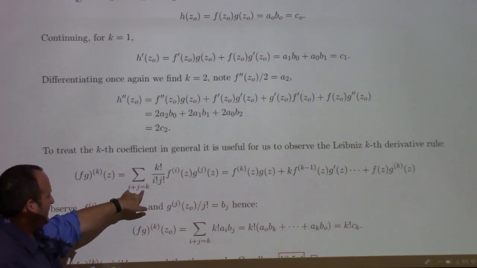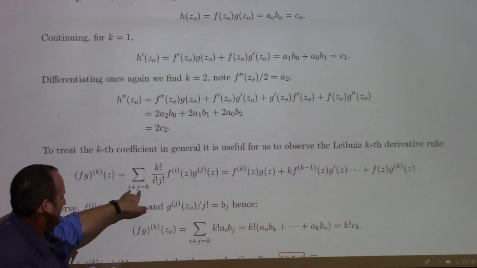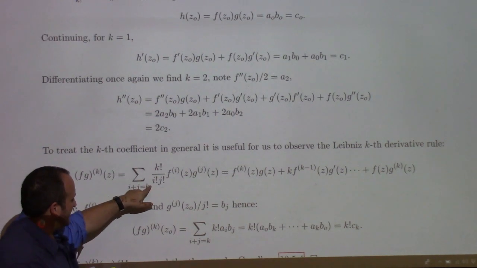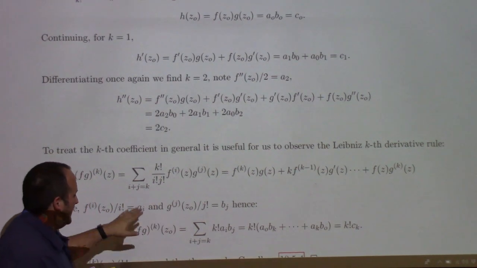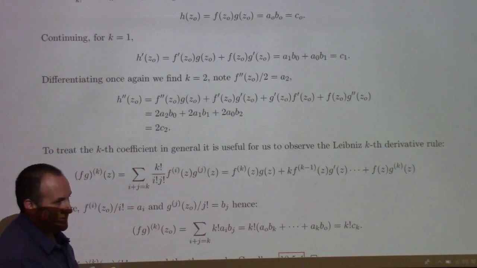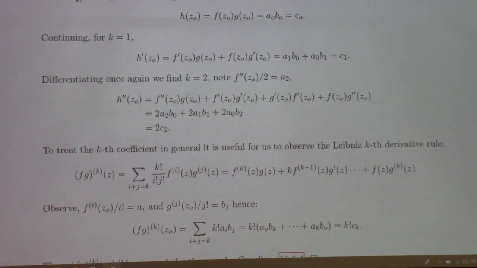Actually, the value of the derivative is you take the sum over i plus j equal to k of k factorial over i factorial, j factorial, the ith derivative of f, the jth derivative. This is actually true in the real case as well. This is not a complex thing. This is just a calculus thing. It's the extension of the regular power rule. If you keep taking power rules and look at the combinatorics of it, this is what pops out.